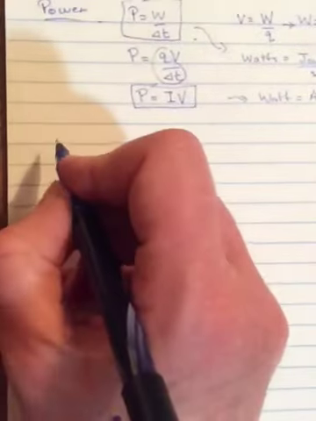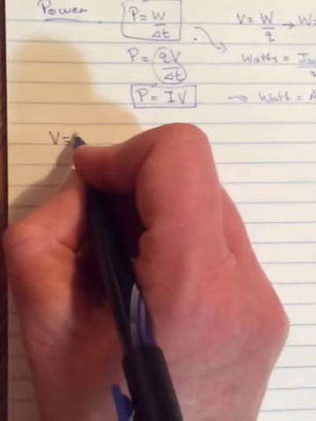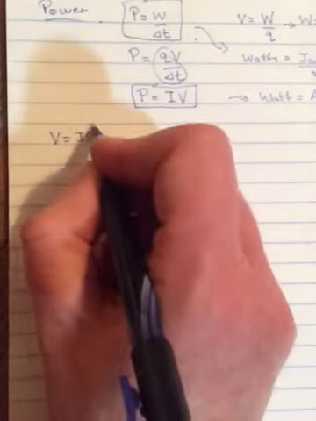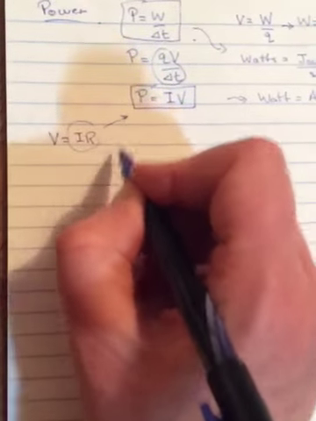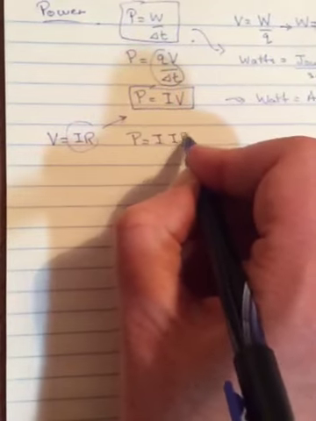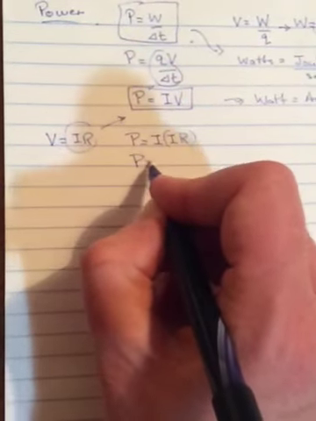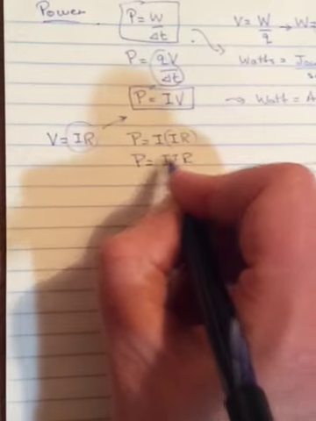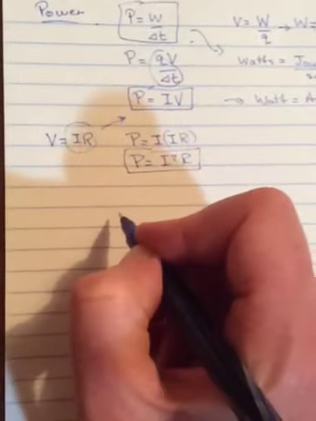Now your textbook is really weird. They do a whole section of questions on this, and then they say, oh, but V is equal to IR from Ohm's law. So if we take this and sub it into power, we get power is equal to I times IR, or power is equal to I squared R. And it's like, oh, look, it's a new equation.